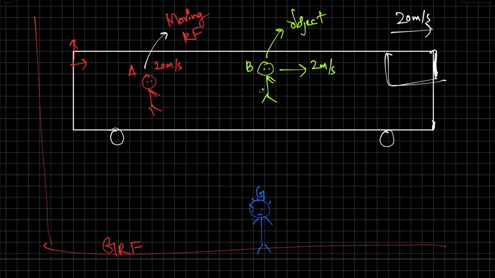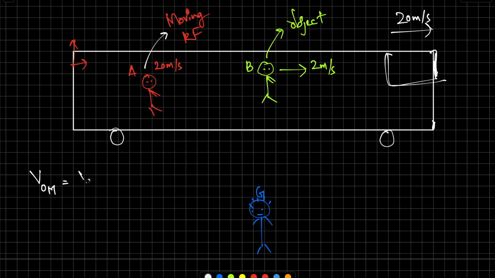I'm going to find the velocity of person B with respect to ground. Our equation is velocity of object with respect to moving reference frame is equal to velocity of object with respect to ground minus velocity of moving reference frame with respect to ground.